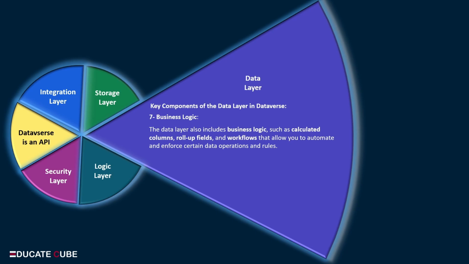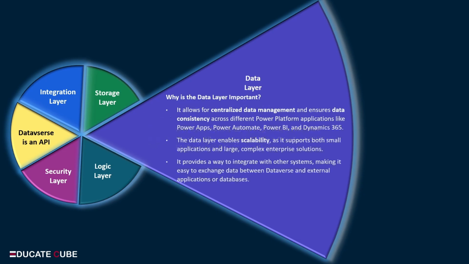So, why is the data layer so important? Okay, it allows for centralized data management and ensures data consistency across different Power Platform applications like Power Apps, Power Automate, Power BI, and Dynamics 365. The data layer enables scalability as it supports both small applications and large complex enterprise solutions. It provides a way to integrate with other systems, making it easy to exchange data between Dataverse and external applications or databases.